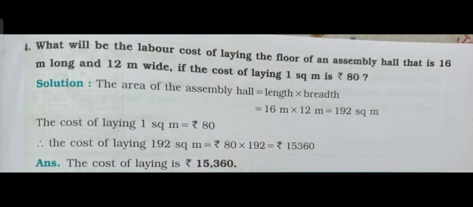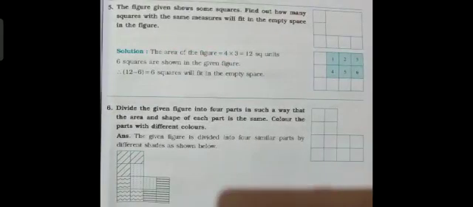Okay. So the cost of laying 1 square meter is rupees 80. So 192 square meter is equal to 80 multiplied by 192, that is 15,360. So therefore the cost of laying is rupees 15,360. Okay.